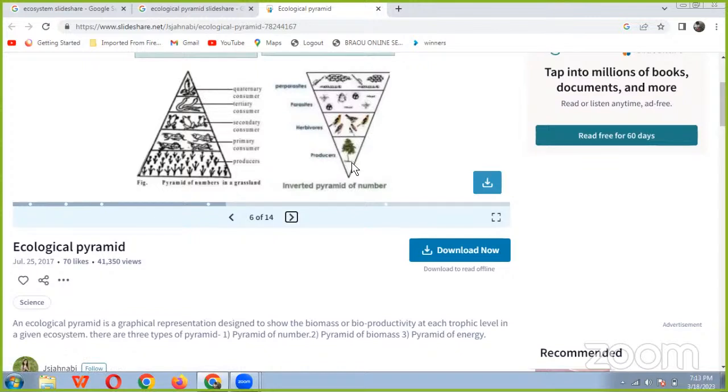There is only a single tree, and then the number of parasites and the number of herbivores gradually increase, along with the number of decomposers. These are inverted conditions. These are very important.